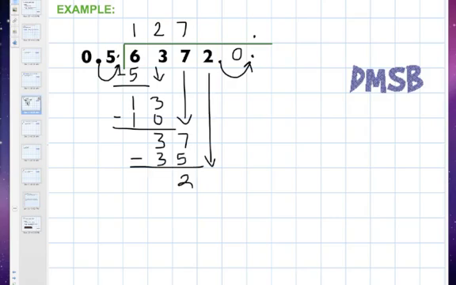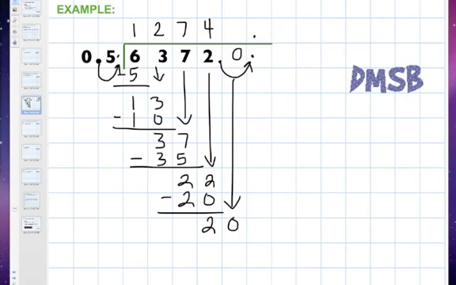Bring down the 2. 22 divided by 5 is 4. 4 times 5 is 20. 22 minus 20 is 2. Bring down the 0. 20 divided by 5 is 4. 4 times 5 is 20. 20 minus 20 is 0. I've terminated the decimals, so my answer is 12,744.